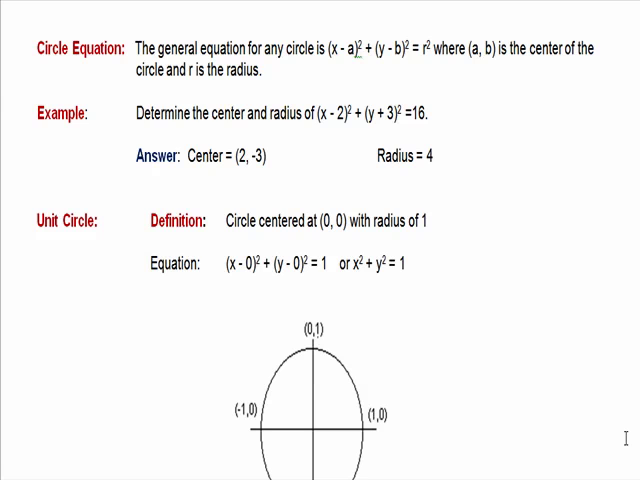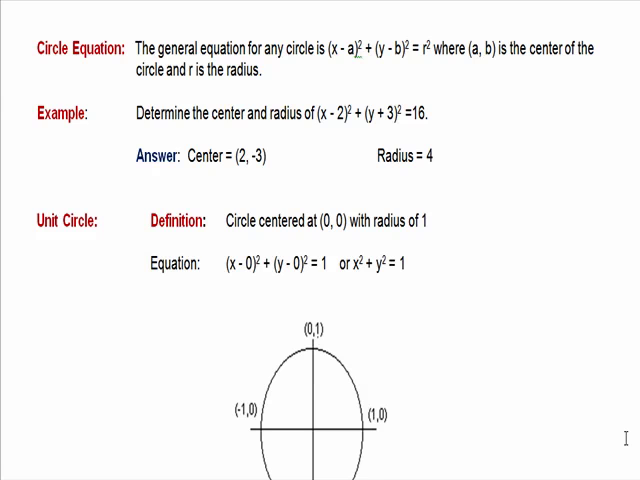So I'd like to determine the center and the radius of the quantity x minus 2 squared plus y plus 3 squared equals 16. If I follow the pattern of the general equation, the center would be 2, because remember the form is x minus a, so I have x minus 2. So the center is going to be 2, comma, y minus b. Well, I don't have y minus, I have y plus, but I would think of that as y minus negative 3. So therefore the y coordinate of the center is going to be negative 3.